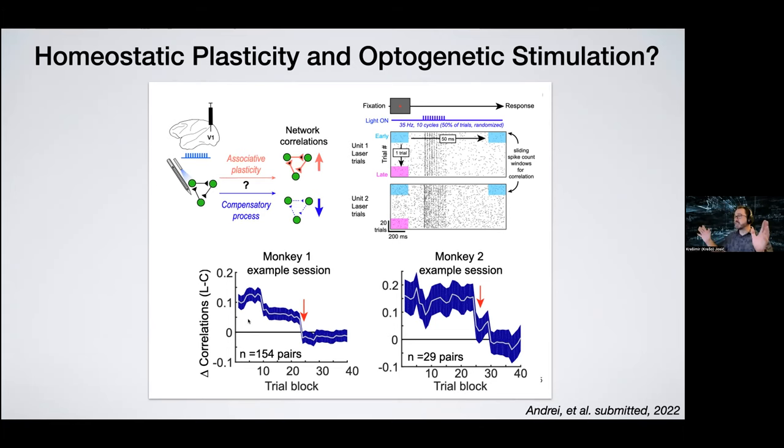And so the monkey rests, and the correlations go back to high correlations. And then if you repeat it, you can see the same thing. The next day the monkey comes, does the same thing. The laser shines and the correlations drop over multiple trials. So the question is, what's happening in the brain?